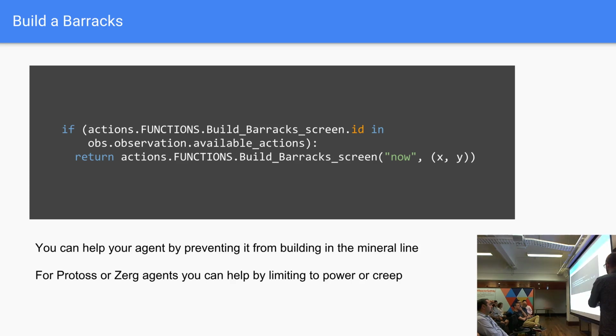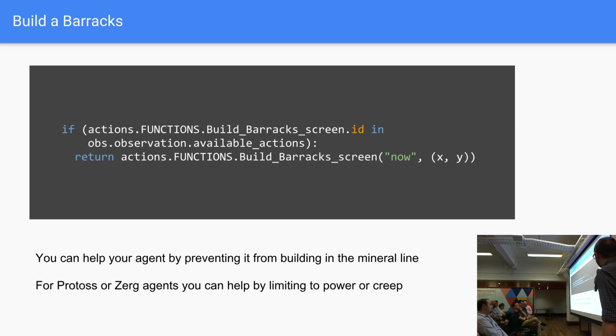And then if you've got a Protoss or a Zerg agent, you can help it by telling it that it needs to build where there's power, or for Zerg, that it needs to build on creep. Otherwise, it'll just keep trying. Unless you're feeding it the creep locations and it's able to relate the location it chose with that creep, it may not be able to learn the difference between it shouldn't have built there and it should have been able to build there. So, just one of those little quirks.